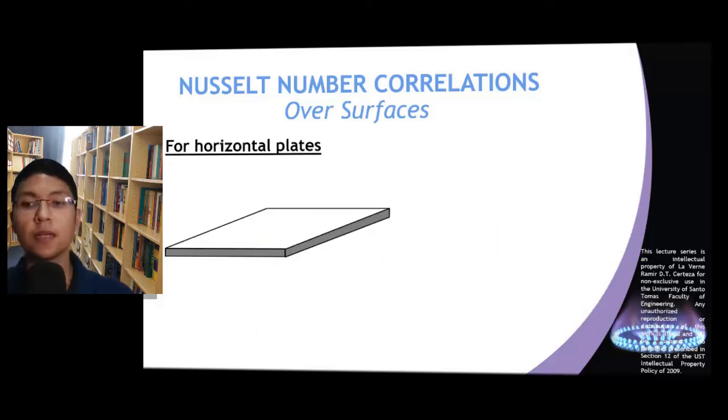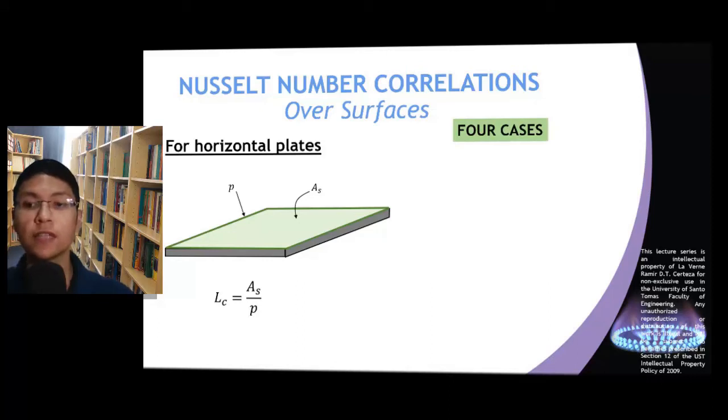Now let us discuss the Nusselt number correlations for flows over horizontal surfaces. It must be noted that the characteristic length for this type of geometry corresponds to the ratio of the surface area A sub s to the perimeter of the surface P.